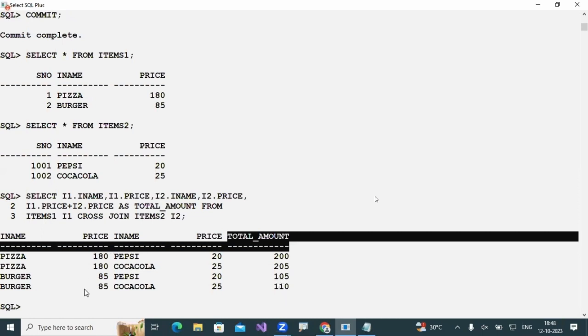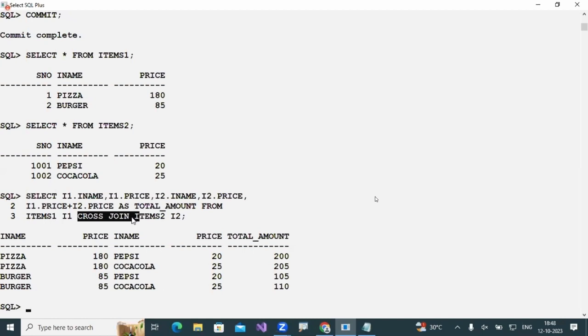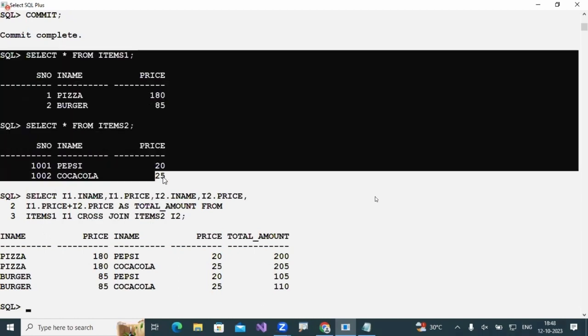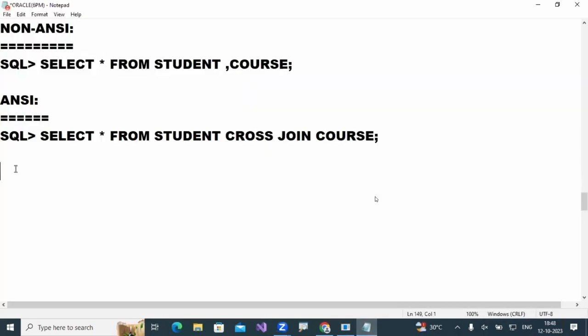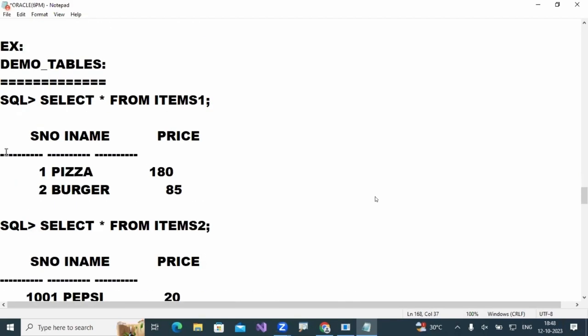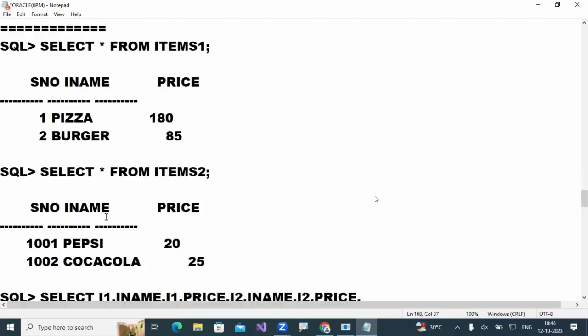Okay? So in such a way, in billing systems, cross join is very often used by people. Okay? This is one small example for your understanding, right? So first, I will take demo tables for your practicing purpose. Use these demo tables. Okay, and the below query.